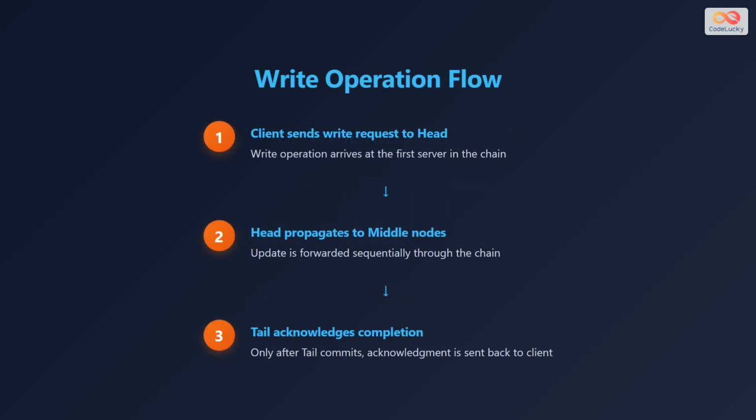When a client wants to write data, the process happens in three steps. First, the client sends the write request to the head server. The head then propagates this update to the middle servers, which pass it along to the tail. Only after the tail server receives and commits the data does it send an acknowledgement back through the chain to the client. This ensures that every server has the update before the client knows the write succeeded.